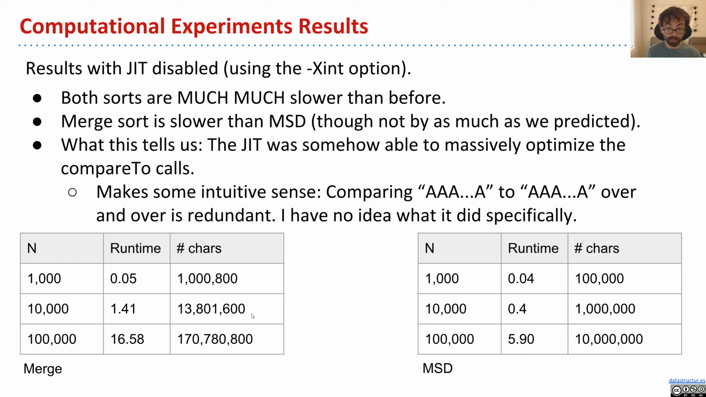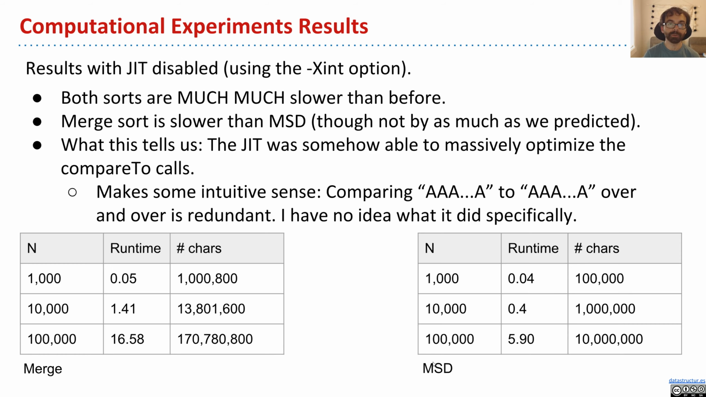So to summarize the results of this experiment, with the just-in-time compiler disabled, I will observe that both sorts are far slower. It takes so much more time to sort. And now, as we expected, merge sort is slower than our MSD sort, though not by as much as we predicted. We thought it would be log base 2 times slower, but in this experiment, this data is a little different because I created it earlier. But we expected a pretty big difference.